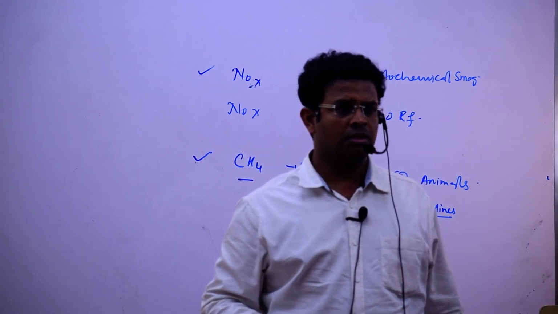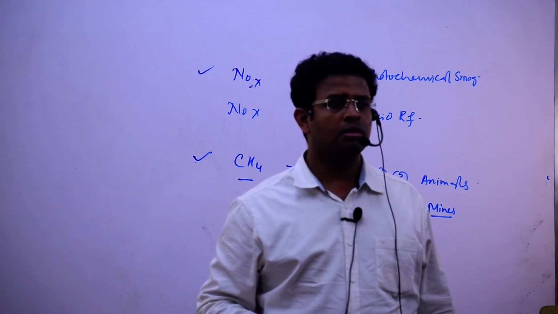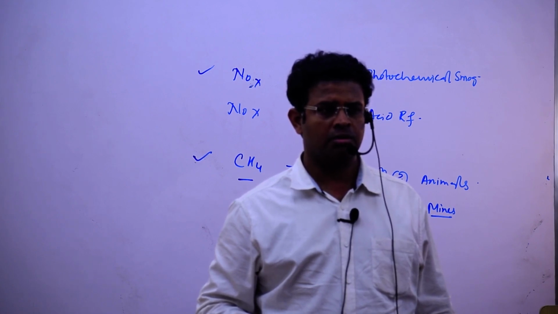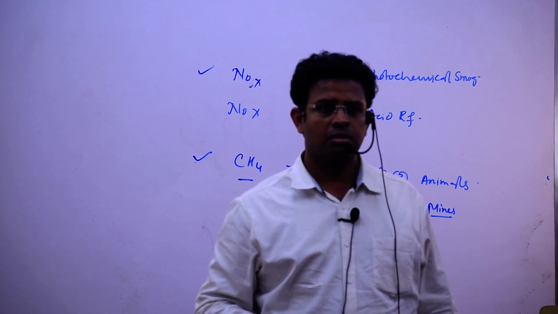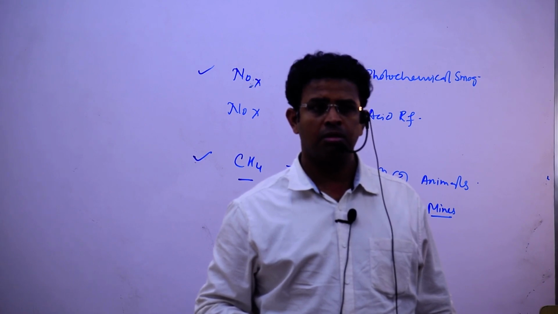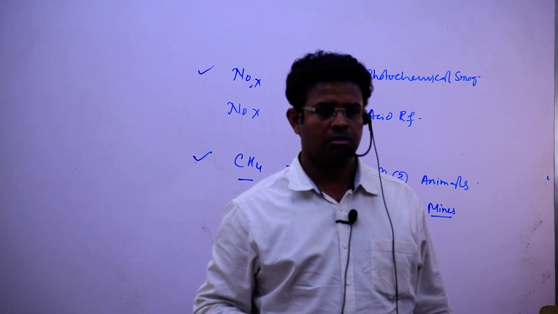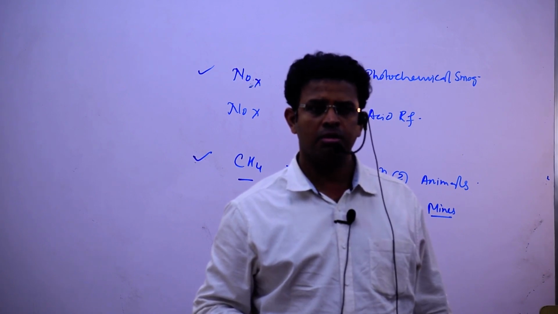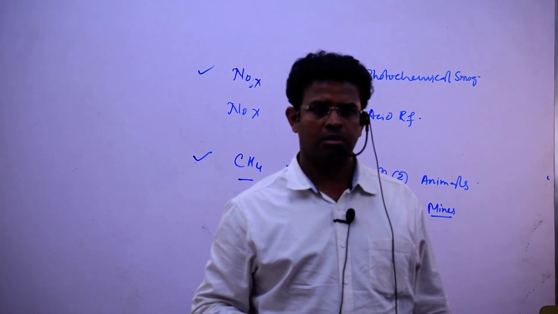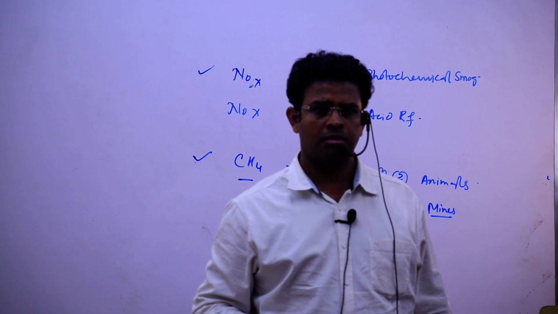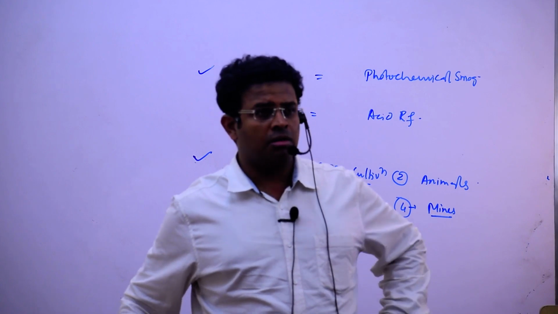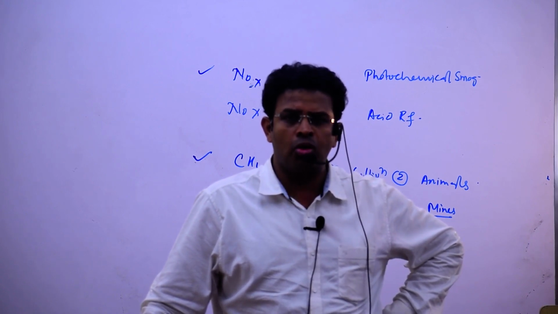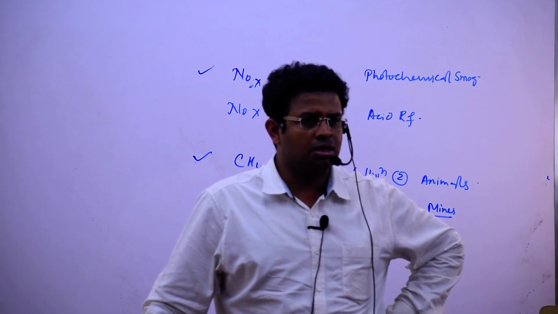GWP. Terrestrial radiation. Global warming potential. Towards the surface. With respect to carbon dioxide. The global warming potential that we always measure is with respect to carbon dioxide. Understood?